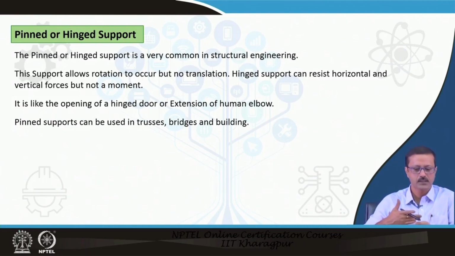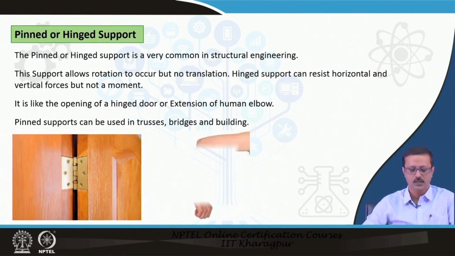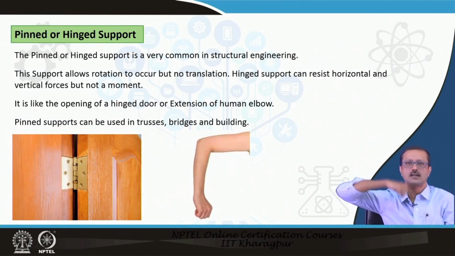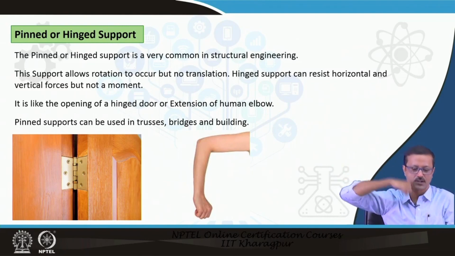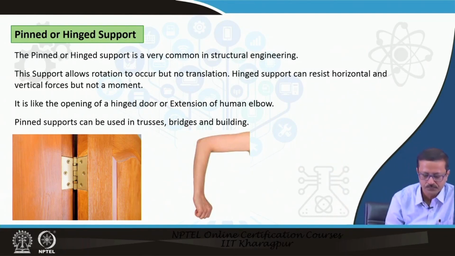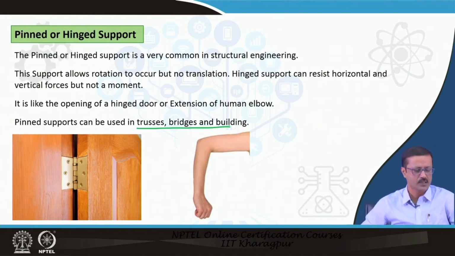A door hinge is a very common example like that, it has a hinge only, it does not have any kind of roller. So, the support is something like our elbow. It has a kind of hinge only. This particular hinge support is very common in trusses and bridges and also sometimes in buildings.